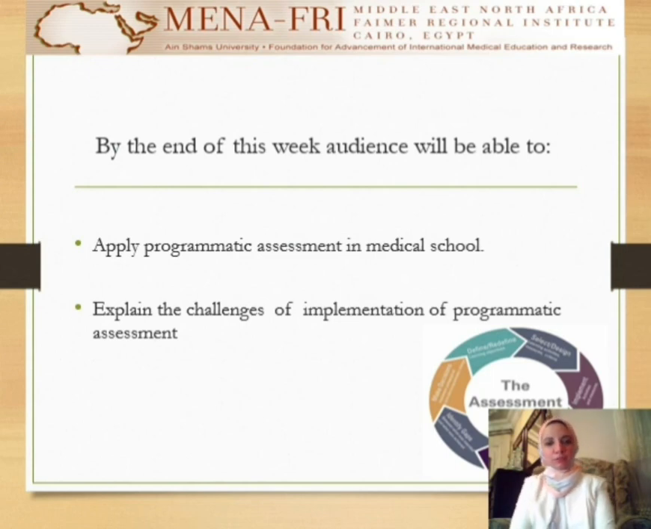By the end of this week, we should be able to apply the programmatic assessment in your medical school, in your context, and we will explain together the challenges you may face during implementation of programmatic assessment. So keep with us.